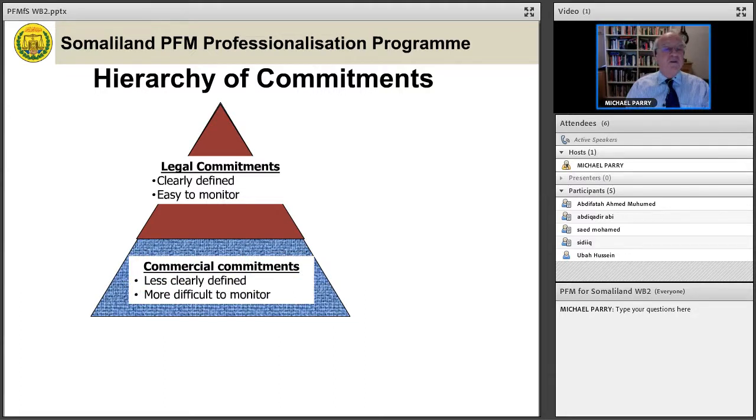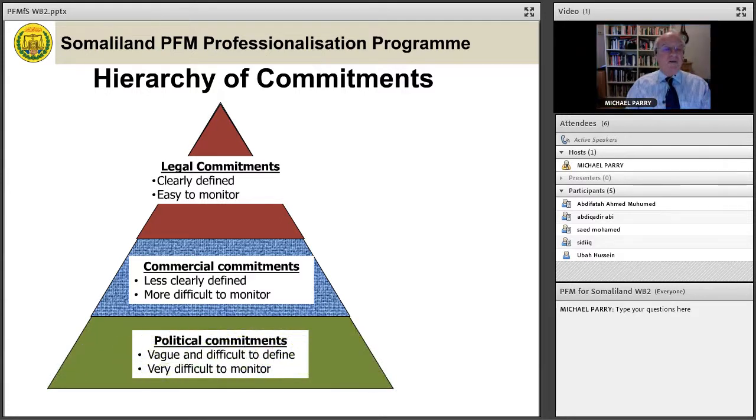Underneath that, you get commercial commitments. And in some cases, let's stick to our car order, you may order a car, but it may not be a legal commitment. It may simply be that you've said to the supplier, I want this particular car, please get it for me. It's a commercial commitment, but you haven't legally committed yourself to it. You could change your mind. Commercial commitments like that are less clearly defined and more difficult to monitor.